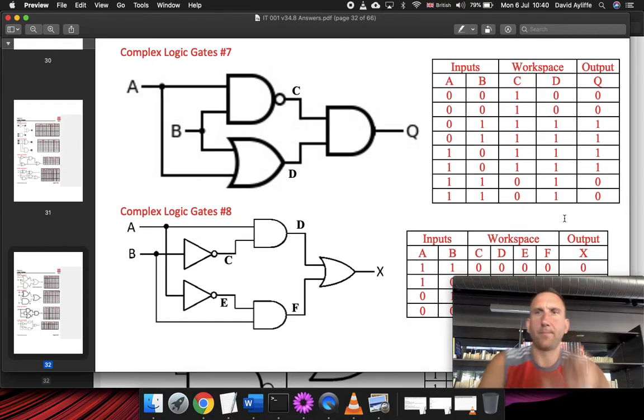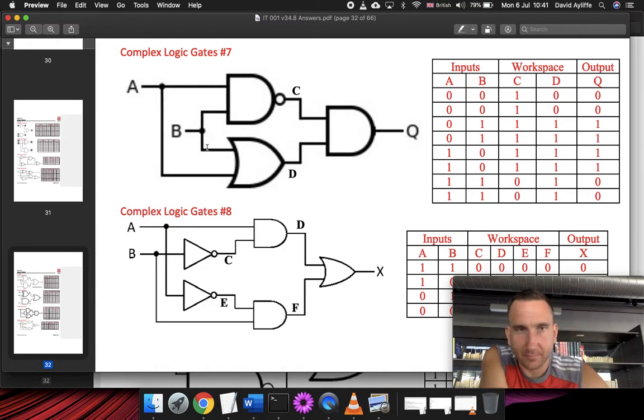Logic gate 7. So C, this is a NAND gate. A NAND B. Okay, so 0 NAND 0 gives us 1. So all of these are going to give us 1, except when they're both positive.